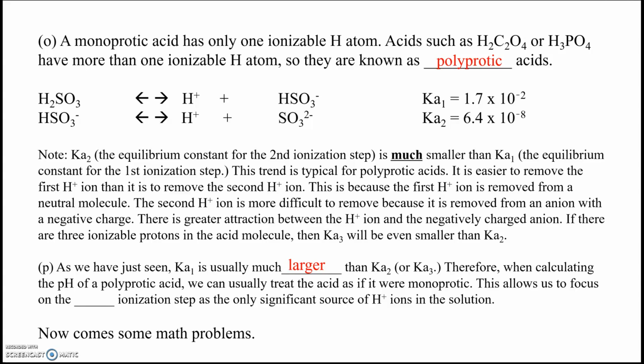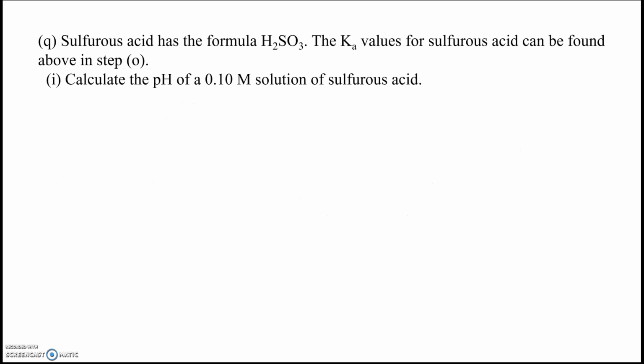Okay? So as we've just seen, Ka1 is usually much larger than Ka2. Therefore, when calculating the pH of a polyprotic acid, we can essentially treat this as if it is monoprotic. There's only going to be a very small acid contribution from the second and especially the third ionization. For our purposes in AP chemistry, those are insignificant, assuming that the Ka's are far enough apart, and this allows us to focus just on the first ionization. Okay? Now we're going to do some math problems.